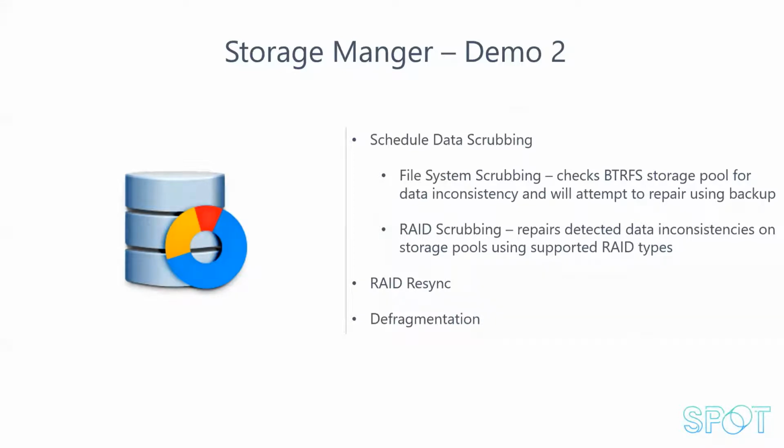So with our scheduled data scrubbing, when you configure this to run, essentially it will run two different data scrubbing protocols. First, it will run our file system scrubbing, which will check Btrfs storage pools for any data inconsistencies and will attempt to use a local backup to repair this. We also have RAID scrubbing, which will detect data inconsistencies on storage pools using supported RAID types.